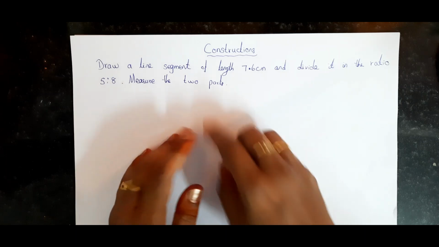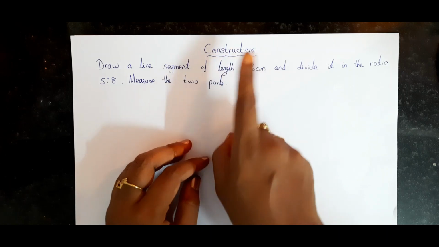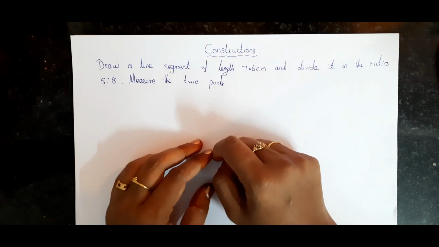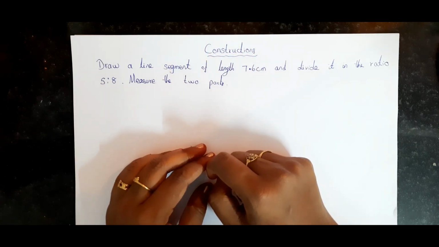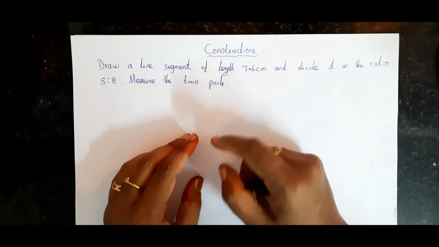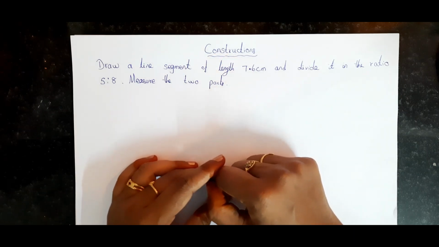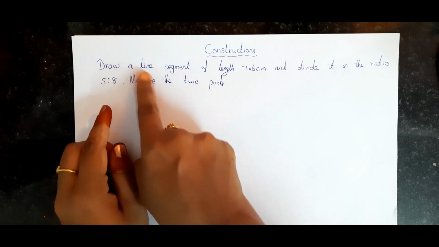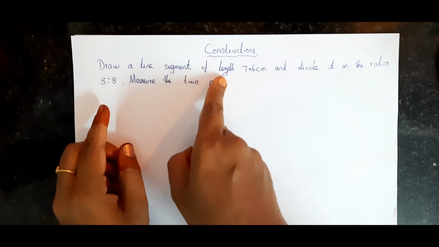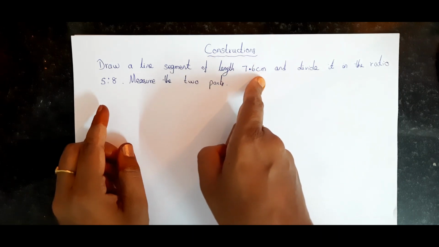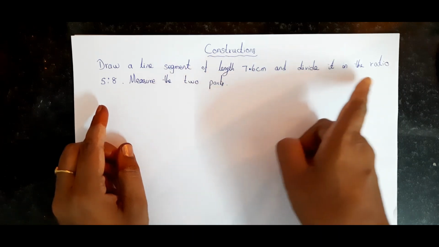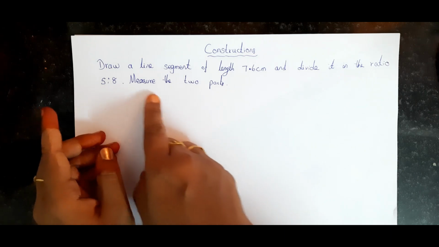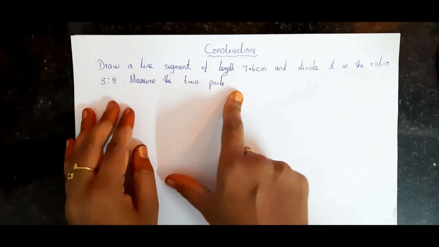Today we are going to see the chapter construction. Construction is the easiest chapter and we can easily score marks in this chapter, right? So first we are going to see how to divide the line segment. See the question: draw a line segment of length 7.6 centimeter and divide it in the ratio 5:8. Measure the two parts.